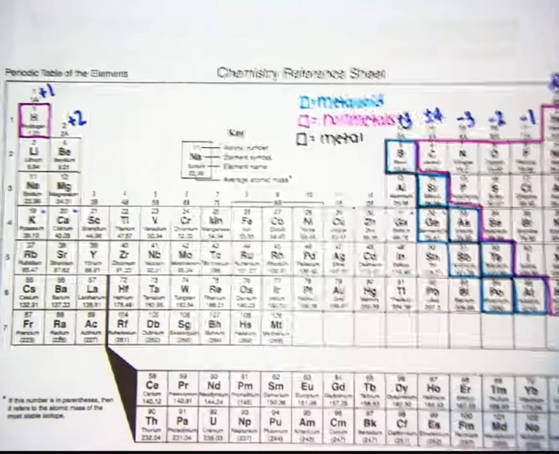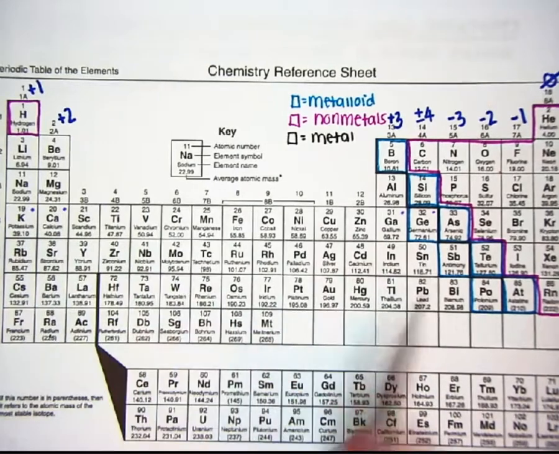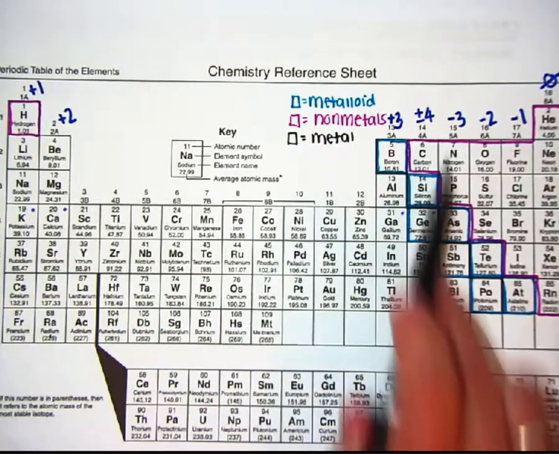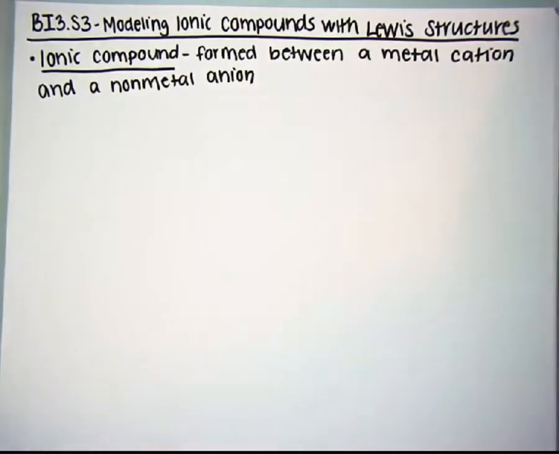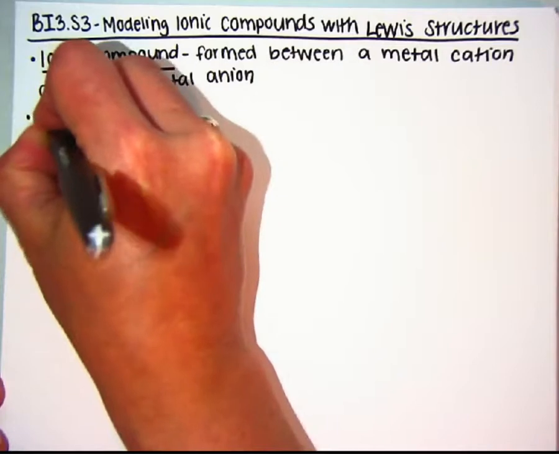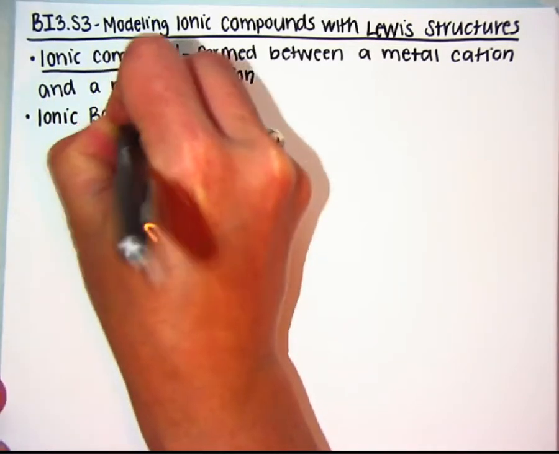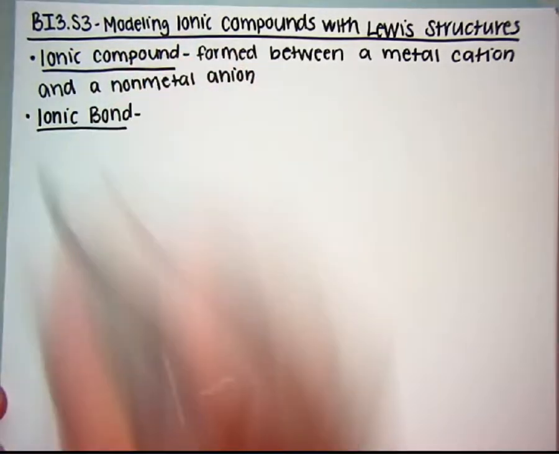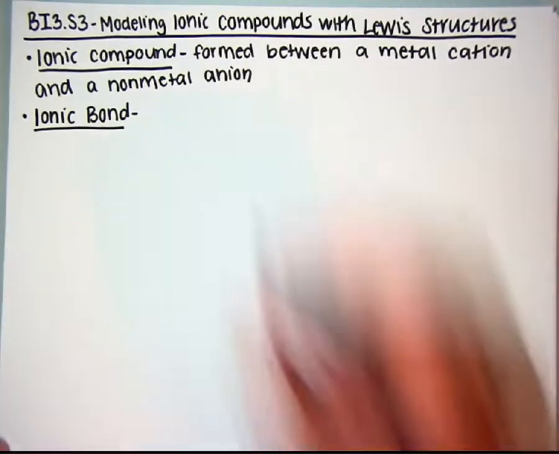So if we look at the periodic table, the ionic compound is going to be formed with one element on the metal side and a second element on the non-metal side. Ionic compounds are formed through the formation of what's called an ionic bond. The ionic bond is going to be the bond that forms between the cation and anion.